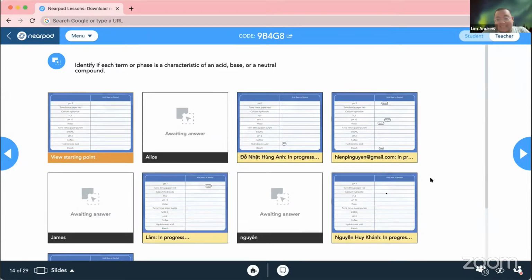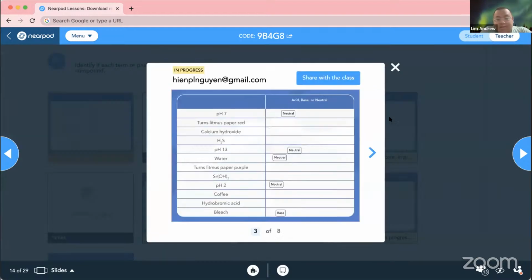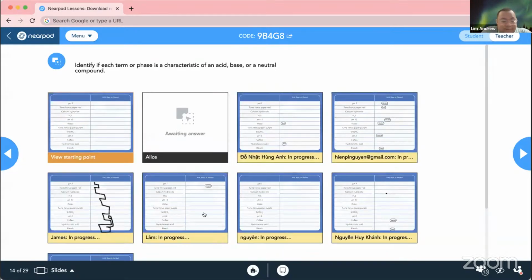So which one turns the pH litmus paper red? Is it acid, base, or neutral? Well, take your time. Okay, we have this person who is doing very well currently. Yes, pH 7 is neutral. Well done. Turn litmus paper red is acid. Correct. All right, let's look at other people now.